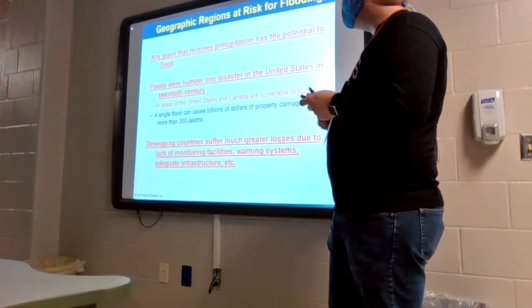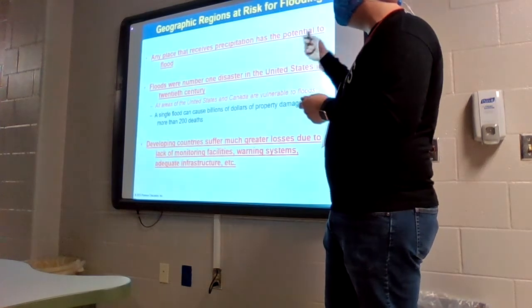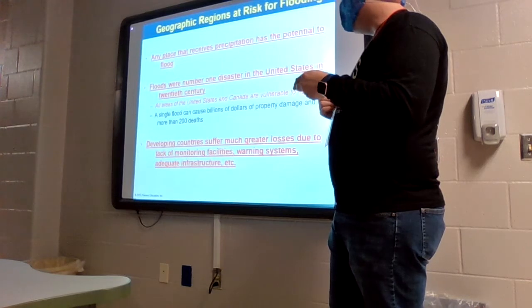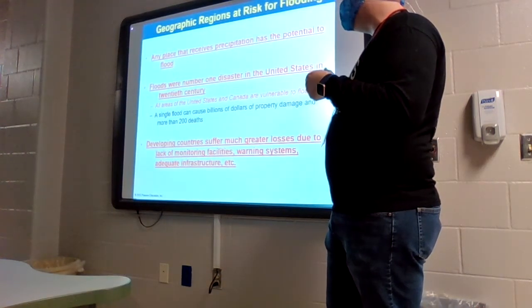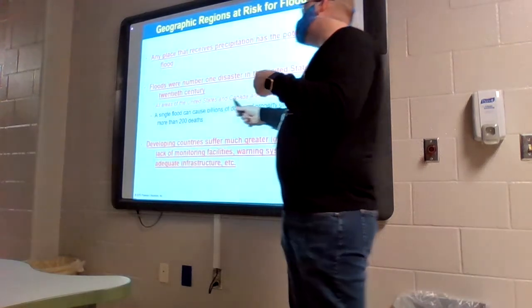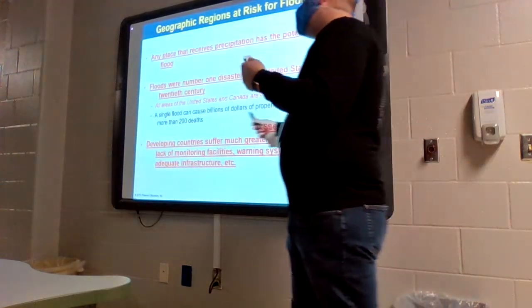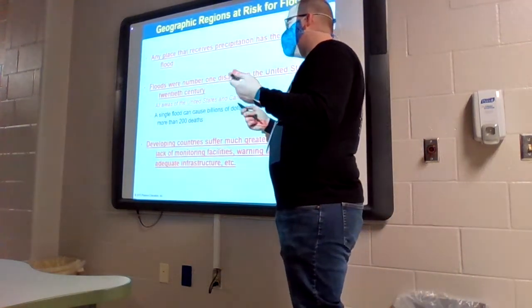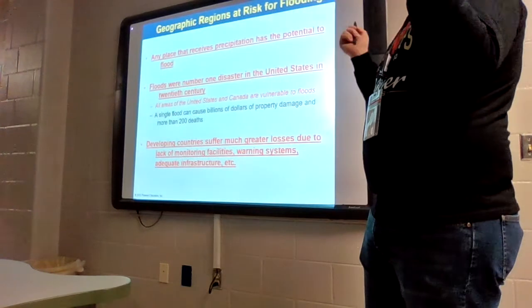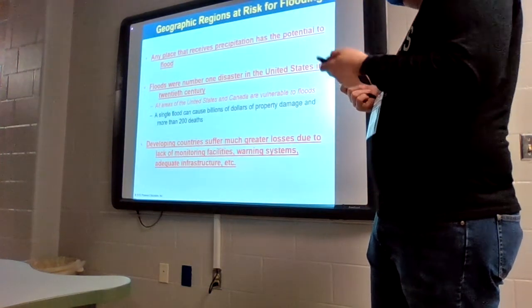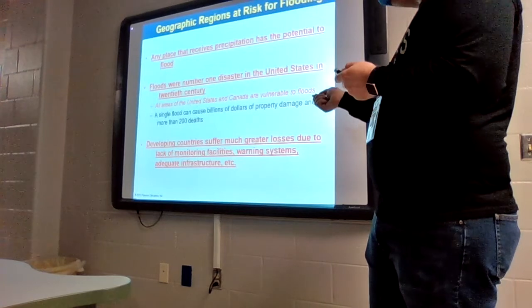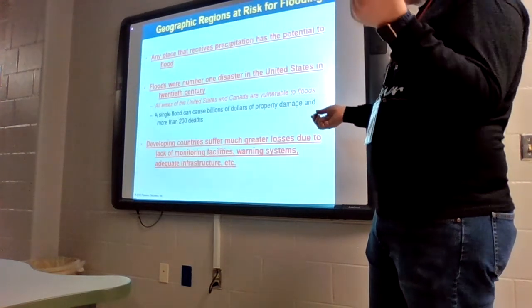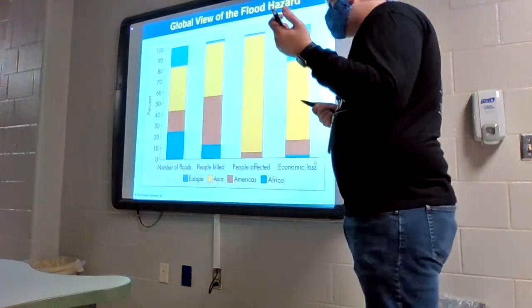Let's see, geographic regions at risk for flooding. Any place that receives rainfall has the potential to flood. Just depends on how much you get and where it's going to go. Floods were the number one disaster in the United States in the 20th century. All areas of the United States and Canada are vulnerable to floods. A single flood can cause billions of dollars of property damage and more than 200 deaths. We have flash floods here in Texas all the time because we get pretty crazy storms sometimes. Developing countries suffer much greater loss due to lack of monitoring facilities, warning systems, adequate infrastructure, etc.